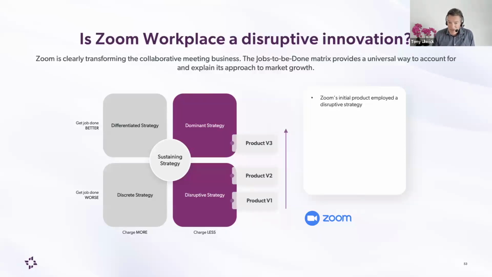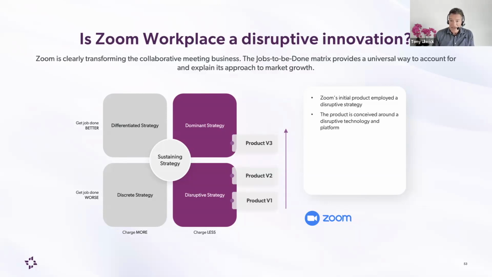Well, let's take a look at that. So we're all on this tool, right? The initial product employed a disruptive strategy. I think the initial product was free, right? If I recollect that correctly. So it got the job done worse, but it was free. And then over time, it got the job done better and better.